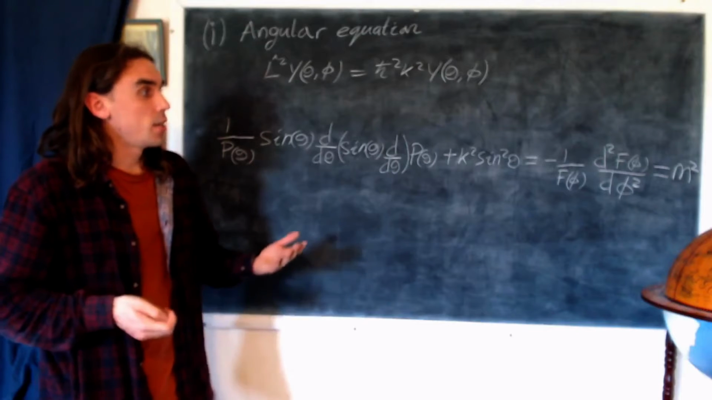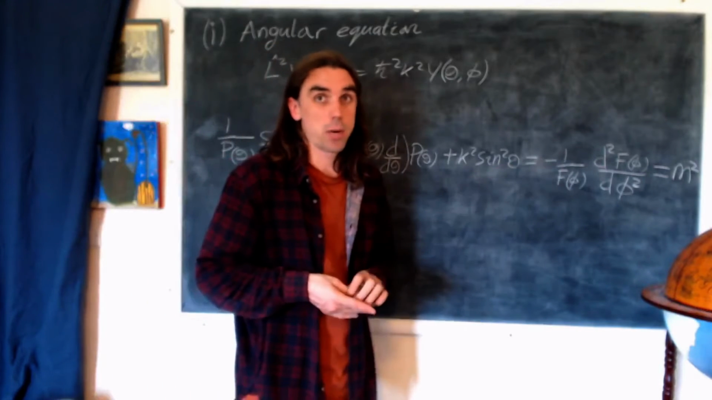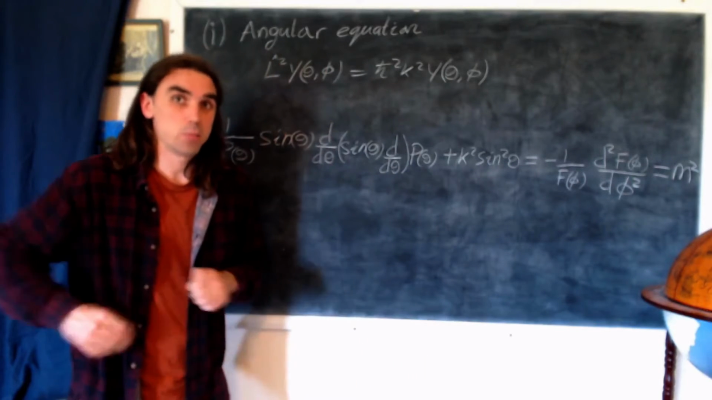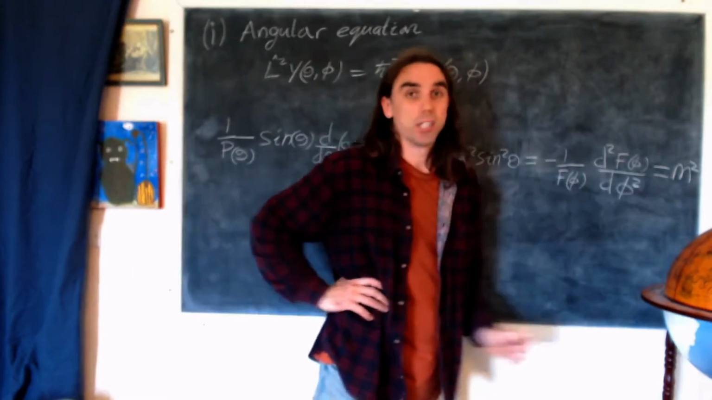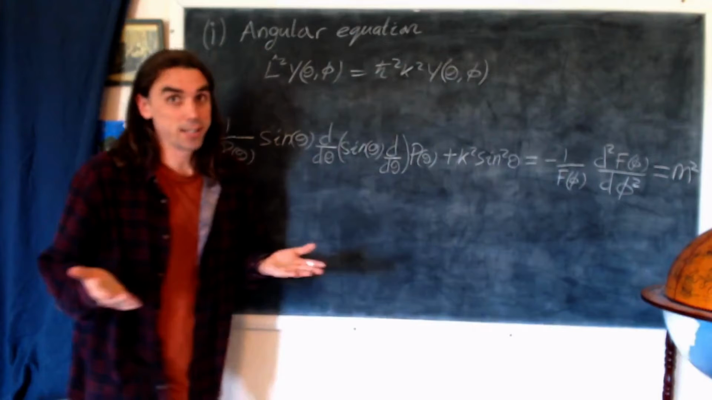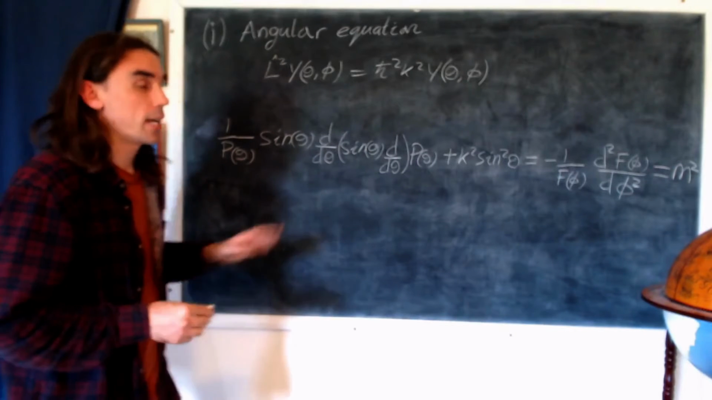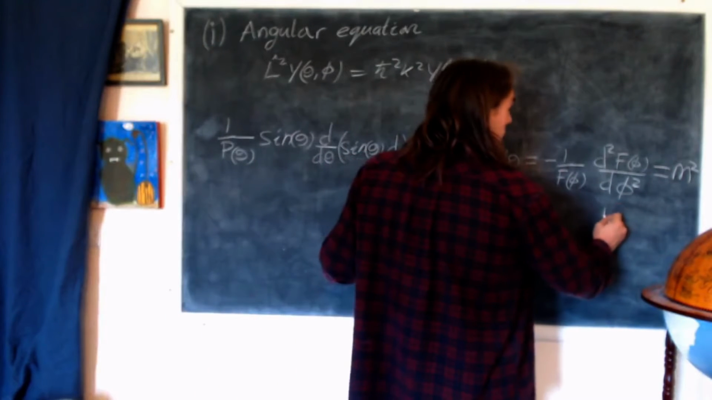It's just some constant we're using to separate these equations. Later on we'll find it turns out to be an integer, but for now it's just some number to be determined, which is not the mass, but unfortunately is usually given the same symbol. So once again we have 2 equations here.